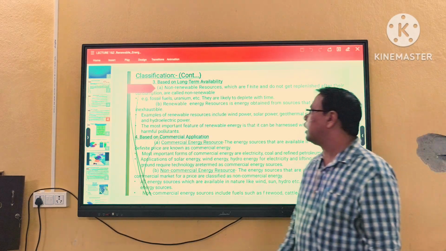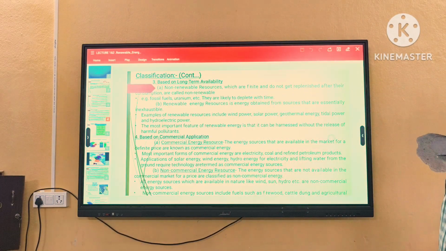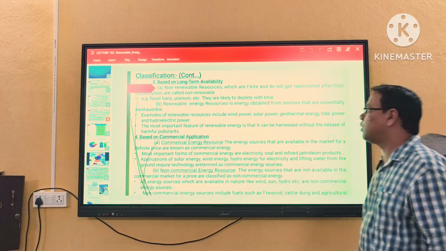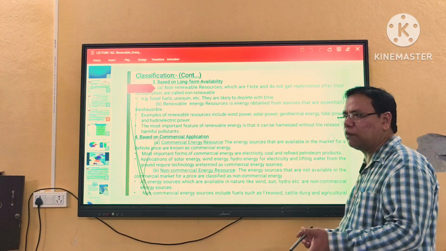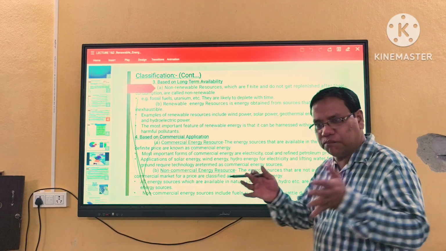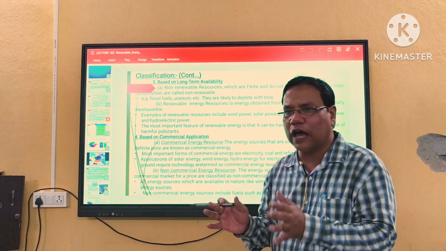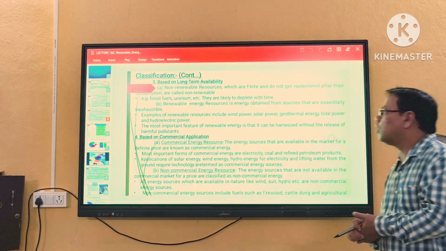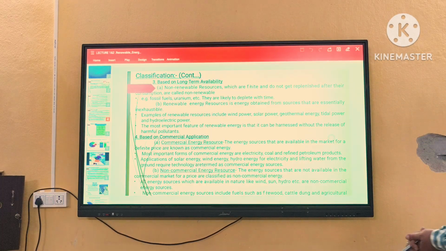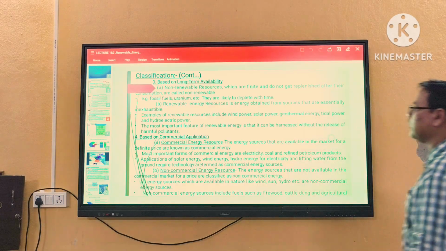Now again, based on long-term availability, the non-renewable energy sources are finite, and after consumption they are called non-renewable. I have said before that non-renewable means finite and definite: there is a specific amount, and that is called non-renewable energy sources. Just like fossil fuel and uranium, they are likely to be depleted.